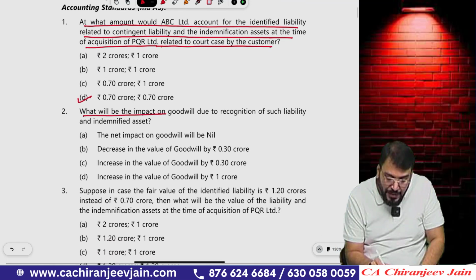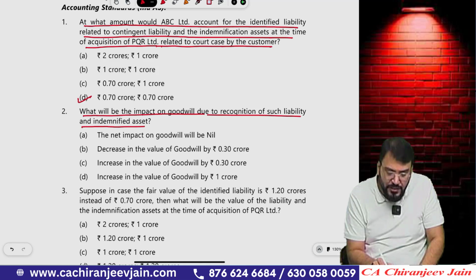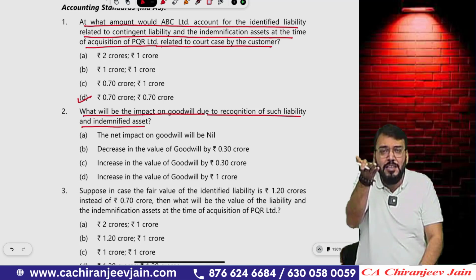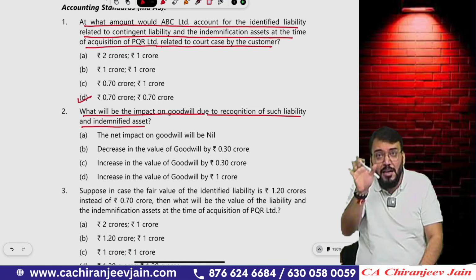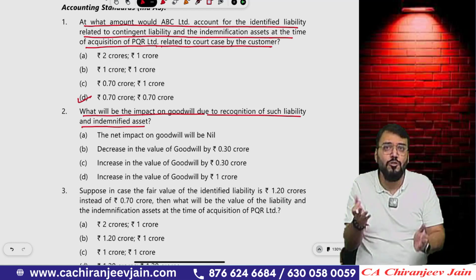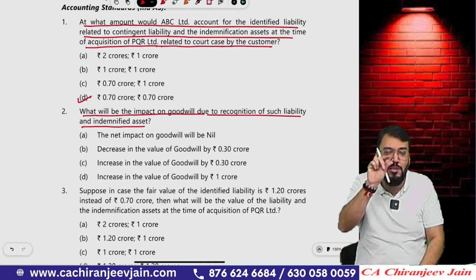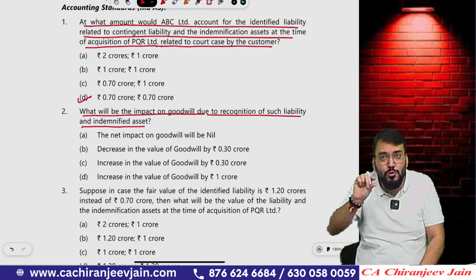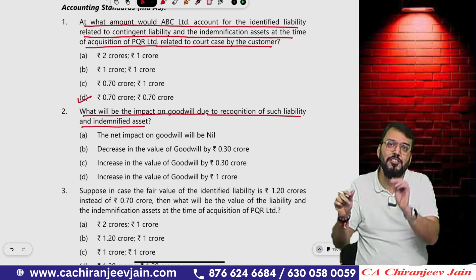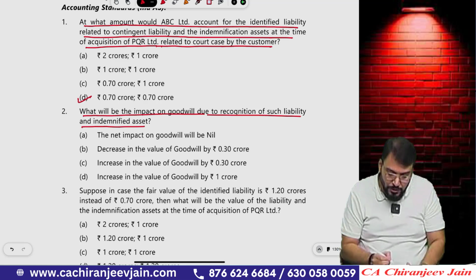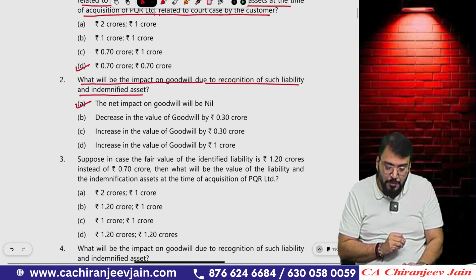What will be the impact on goodwill due to recognition of such liability and indemnification asset? Can I say if your liability will increase and asset will increase with the same amount, so impact on goodwill will be 0. Impact on goodwill will be 0. Means what will we do? Indemnification asset account debit to liability, and with the same amount, so impact on goodwill will be 0. So net impact on goodwill will be nil.